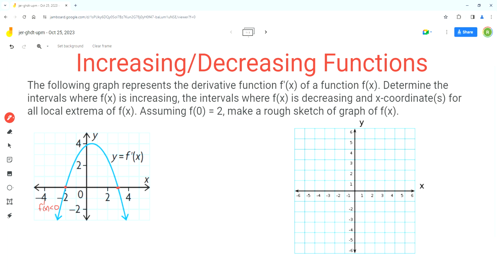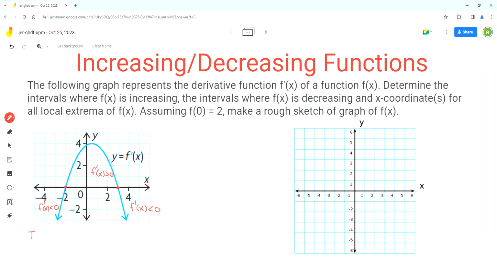Now between -2 and 3, the 3 is the other x-intercept. Between -2 and 3, the graph is above the x-axis. That means between these two x-intercepts, f prime of x is greater than 0. And to the right side of 3, the graph is below the x-axis. That means in that part of the graph, f prime of x is less than 0. So now we can use this information to find the increasing and decreasing intervals for function f of x.